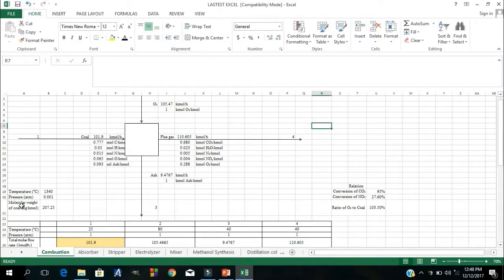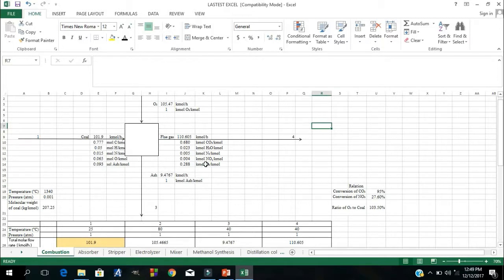Now let us see the first unit, the combustion chamber. As we can see, the temperature is 1340 degrees Celsius for the unit, and the pressure is 0.001 atm. The input is coal and oxygen. The ratio of oxygen to coal is 103.50%, and the output is flue gas and the H. The conversion of carbon dioxide is 95%. This means 95% of the carbon will convert to carbon dioxide, and the conversion of nitrogen dioxide is 27.60%.